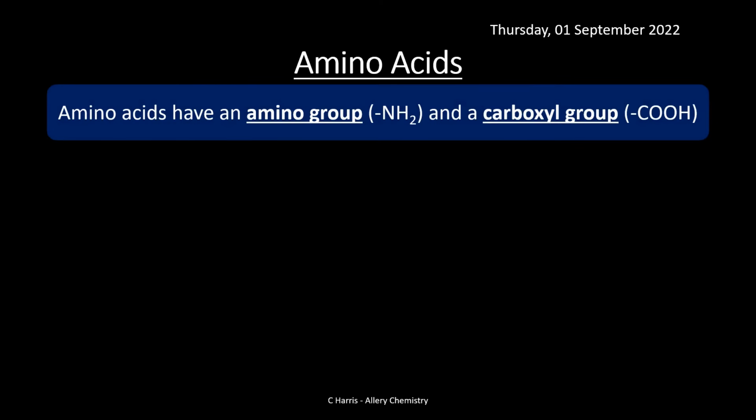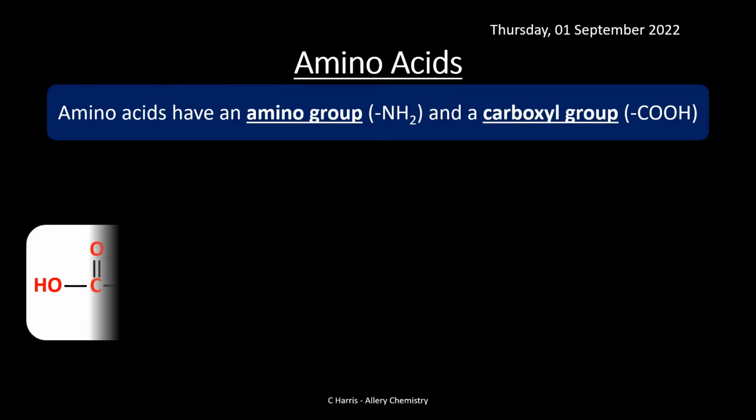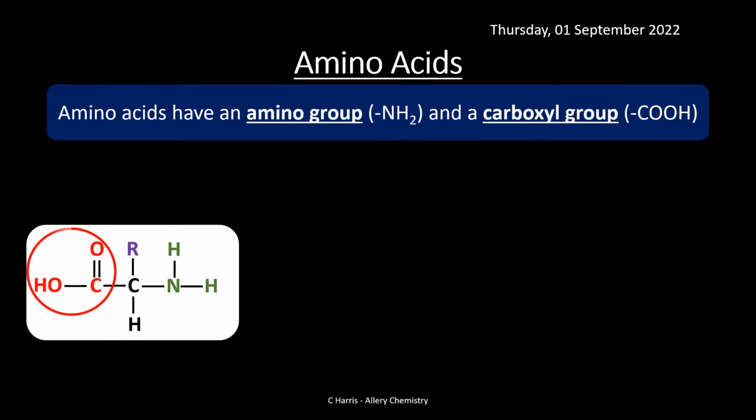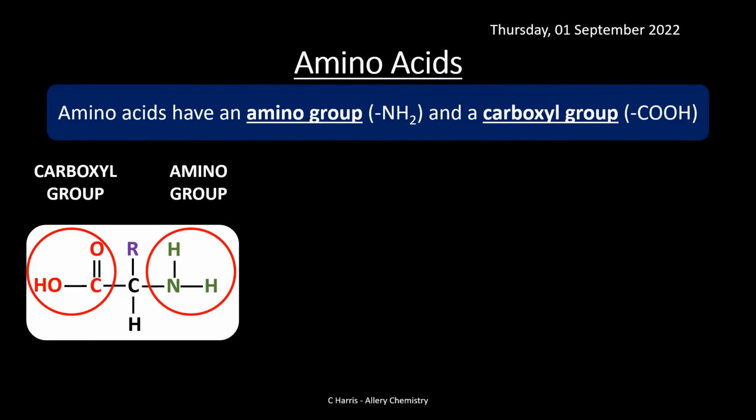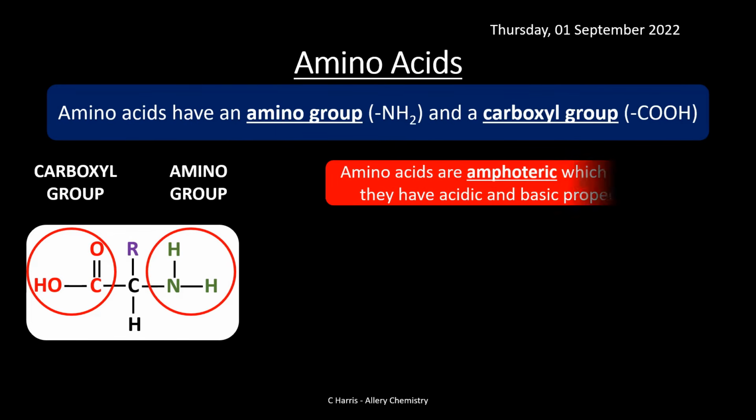Okay, so amino acids. Now, for all you biologists out there, this bit's a bit of biochemistry for you for the last section of this video. But amino acids actually have an amino group in there. No surprise, because it's got an amino group, so it's NH2, and a carboxyl group as well, which is COOH. So there's a classic example of an amino acid. There's your carboxyl group and there's your amino group on the other side.